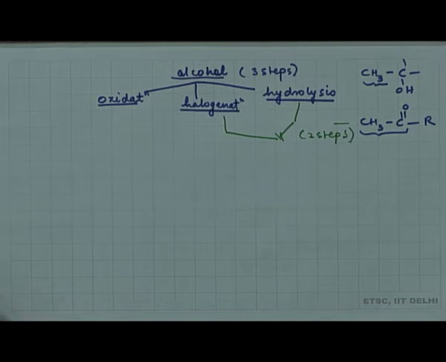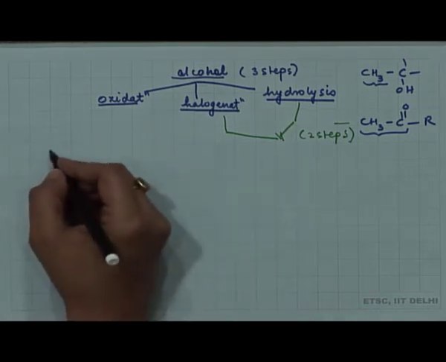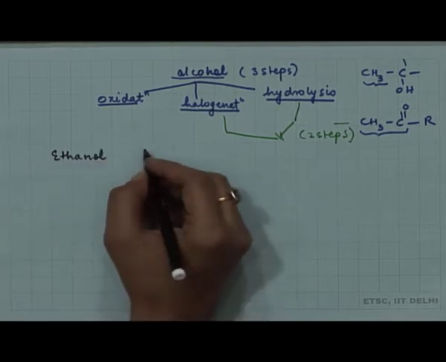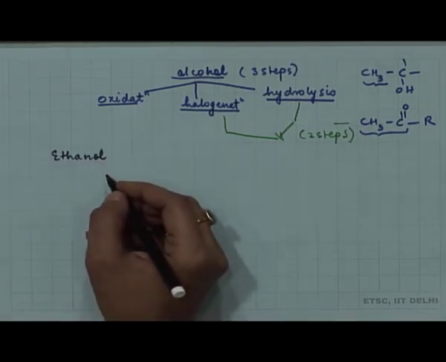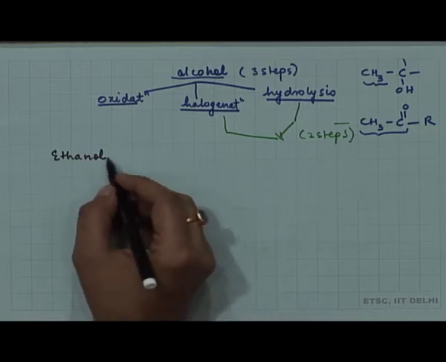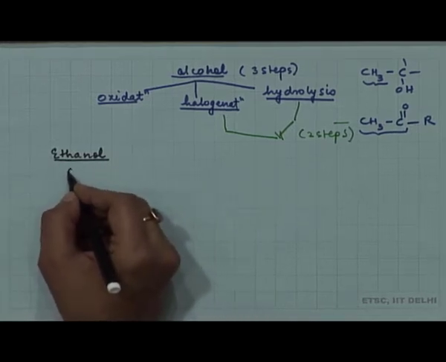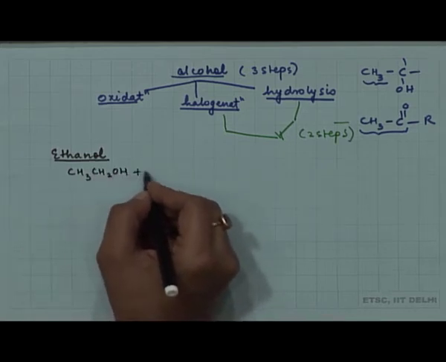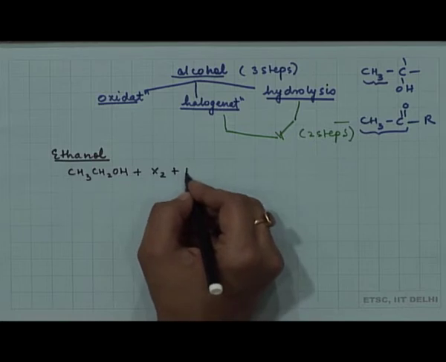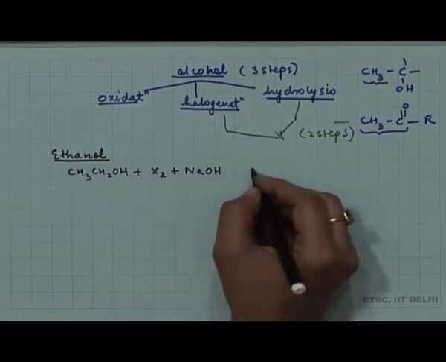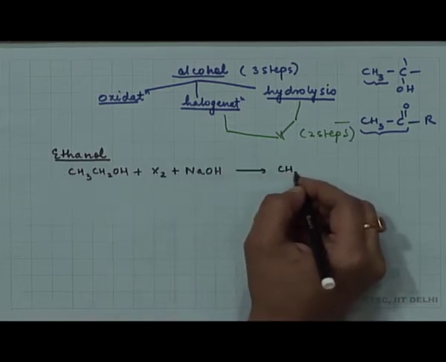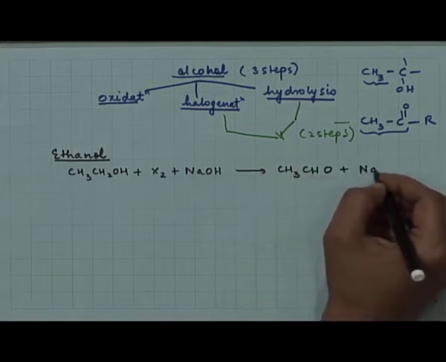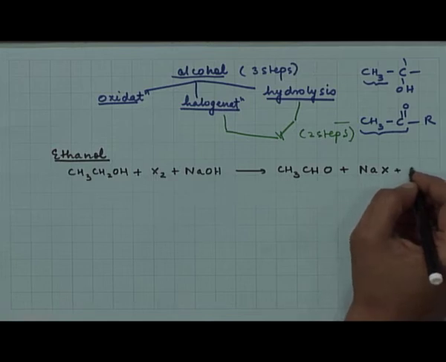So, if you look at the overall reaction, let us see what happens with ethanol. Let us say we start with ethanol as your starting alcohol. The first step is, it is a 1-degree alcohol with the halogen under alkaline conditions. It produces the corresponding aldehyde along with formation of NaX and water.